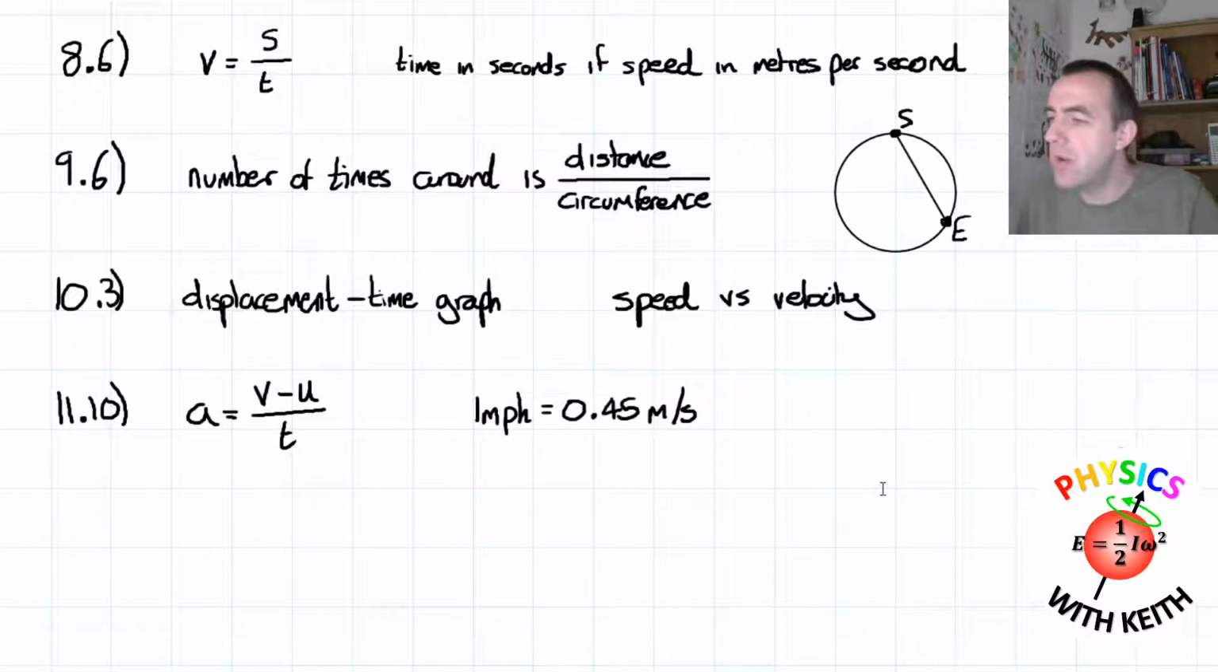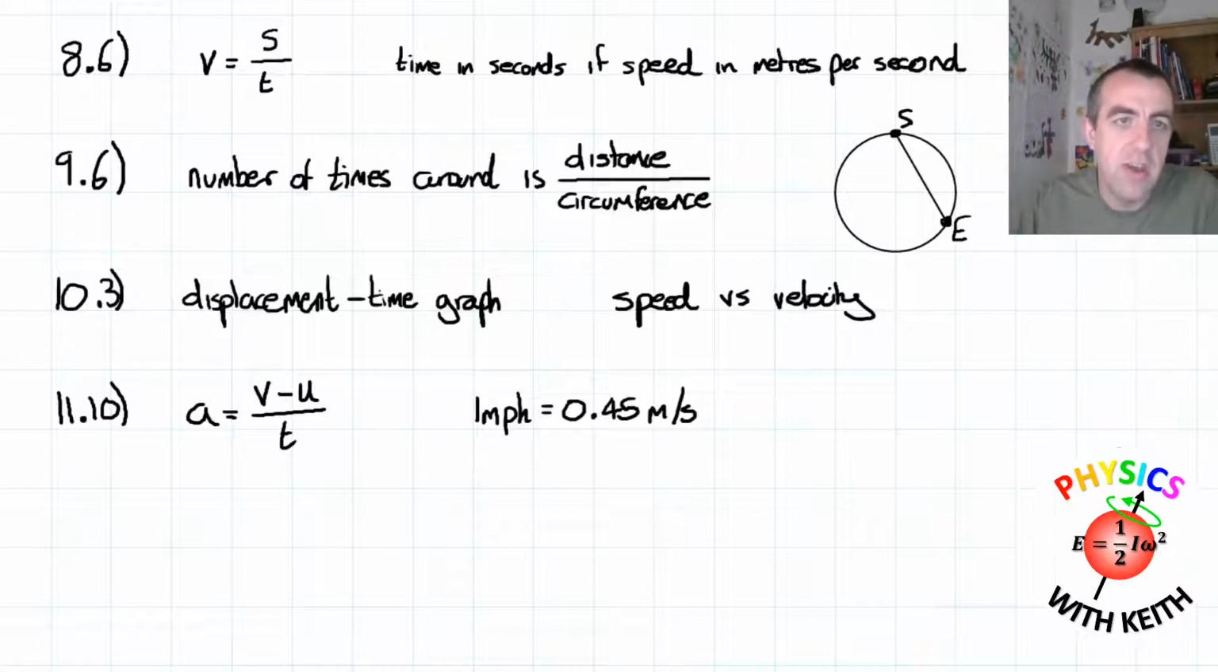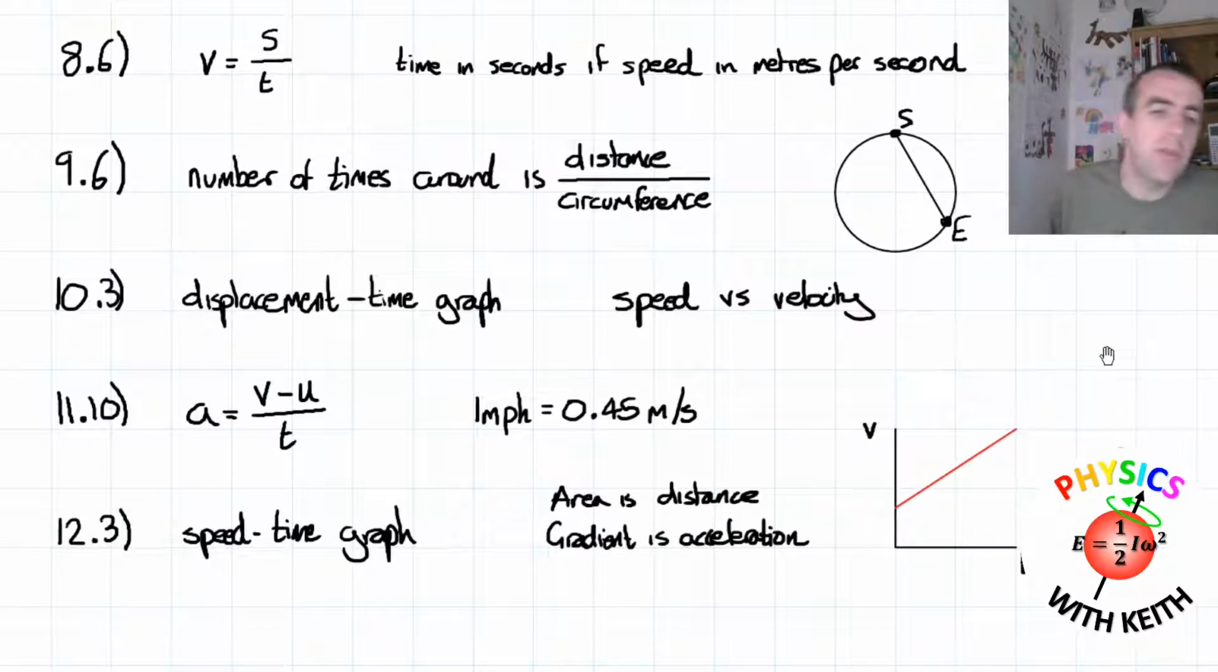Question 11.10 asks you to calculate acceleration, which is the difference in velocity divided by the time it takes for the velocity to change. The difference in velocity is always the final velocity, v, minus the initial velocity, u. If you have a velocity in miles per hour, you can convert it into meters per second by multiplying by 0.45.